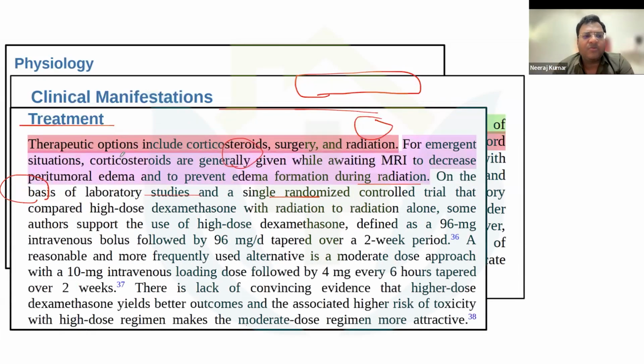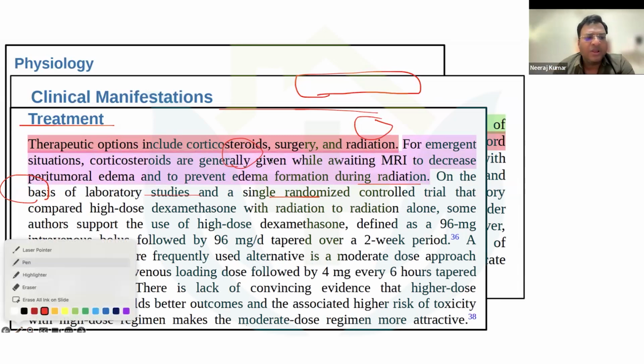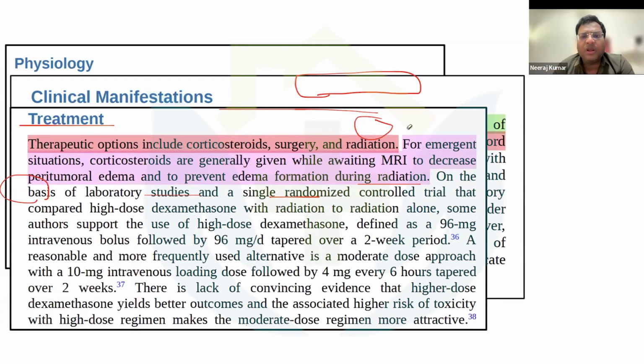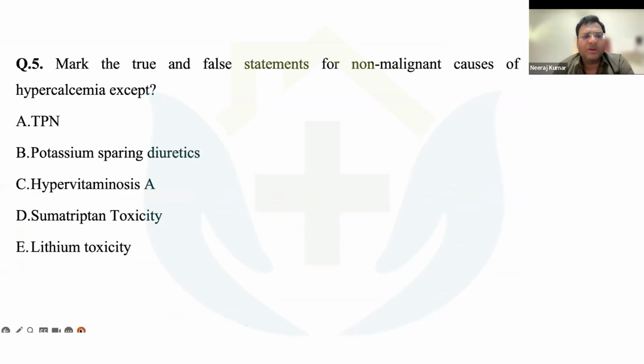Okay, and the next option, therapeutic options for these include radiation, surgery, and corticosteroids. And for an emergent situation, corticosteroids are usually given while awaiting MRI to decrease the peritumoral edema and to prevent edema formation, which usually happens at the time of radiation. Okay. So now coming to the next question.